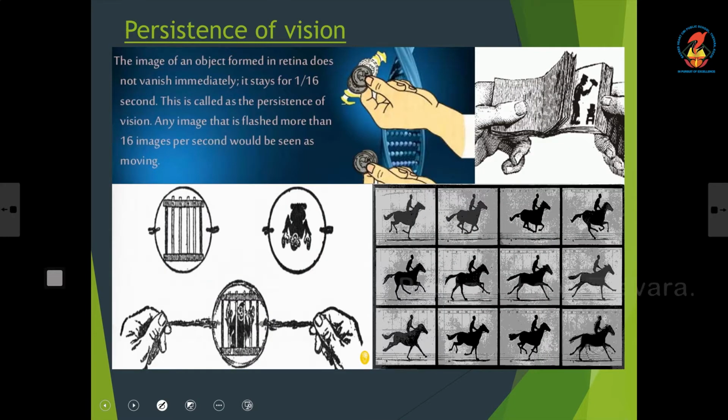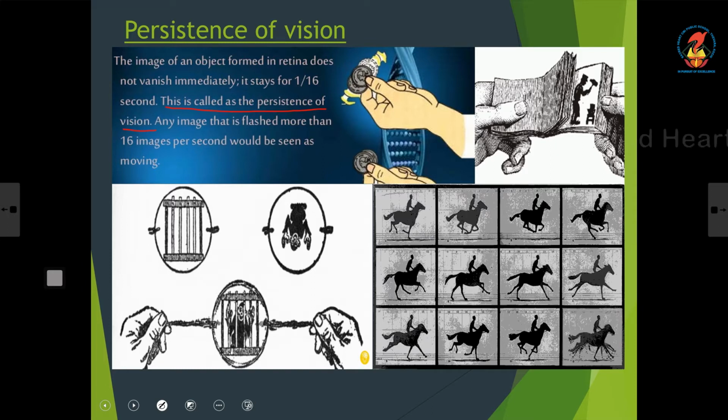The next important thing is persistence of vision. The image of an object formed in the retina does not vanish immediately. It stays there for 1/16th of a second. That is known as persistence of vision.